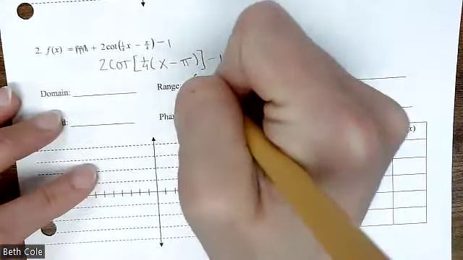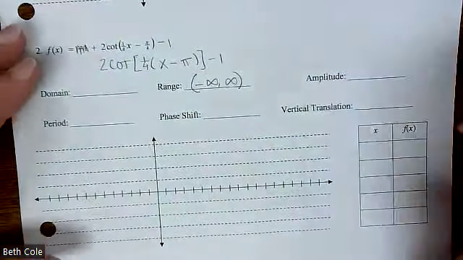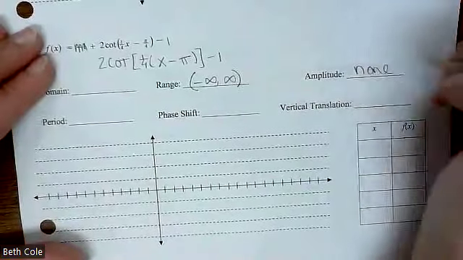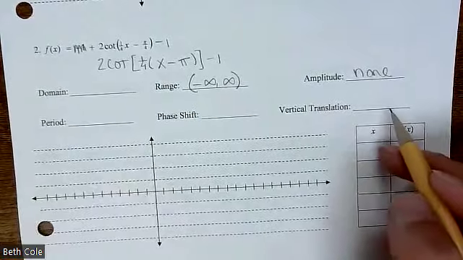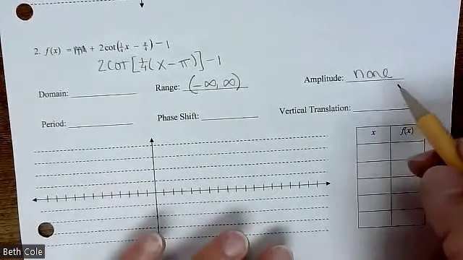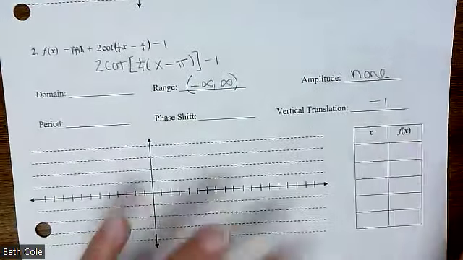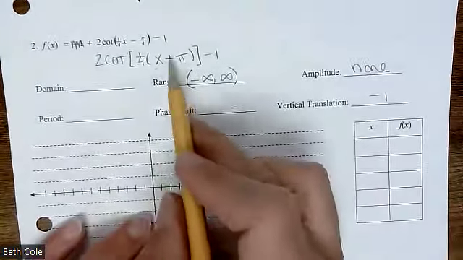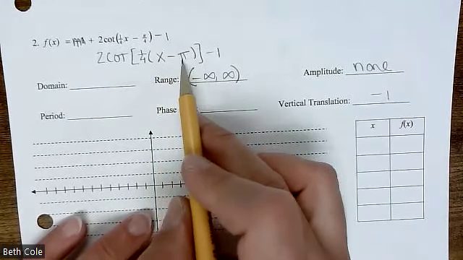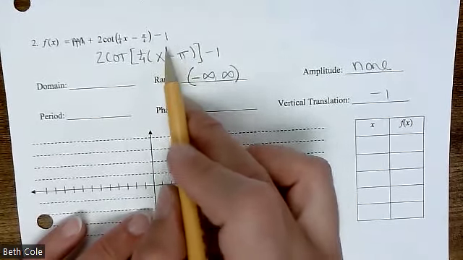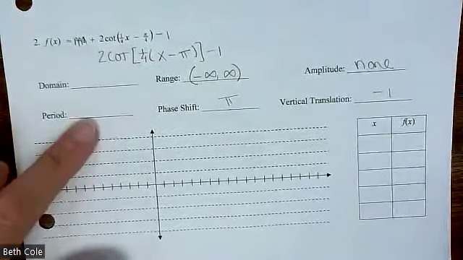All right, range is everything, because it's going to be a wiggly thing. It's going to go up and down forever. Amplitude, none. How about the vertical translation? Yep, down 1. I try to get the easy stuff first. All right, phase shift, left or right, and it's kind of backwards. Right. Pi, good. And then the period is different.